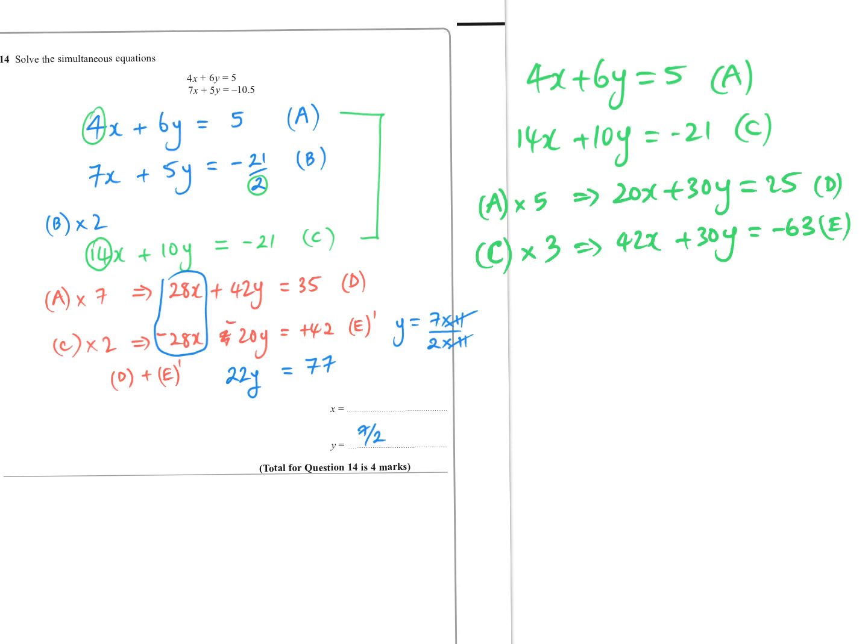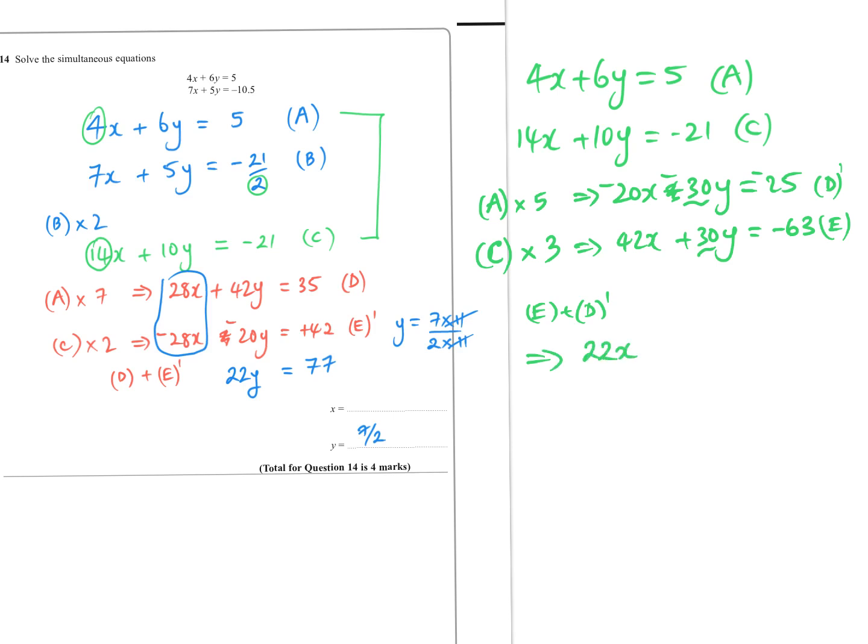And then you can see that these coefficients are the same. So if you change the signs of one of them, I'm just going to do the top one, change the sign of that one, times both sides by negative 1, which is fine. And then I can do E plus D prime again.